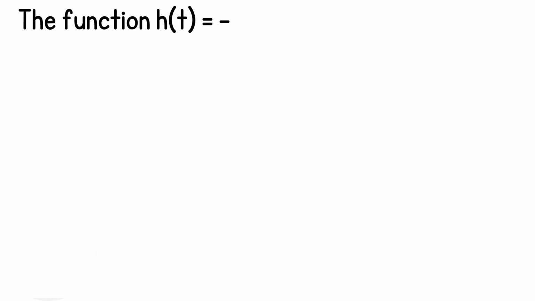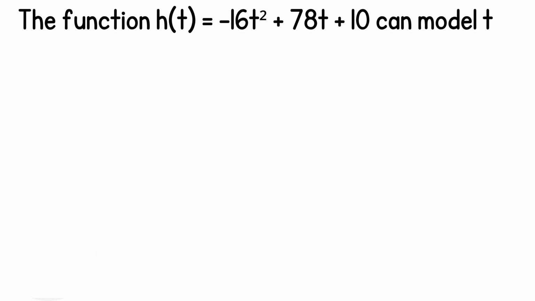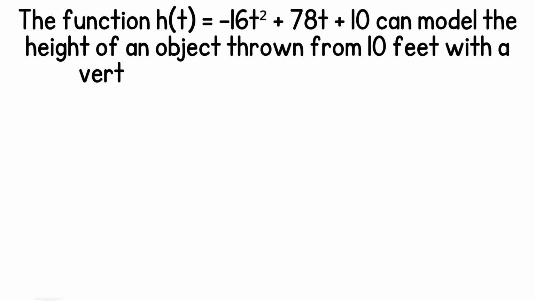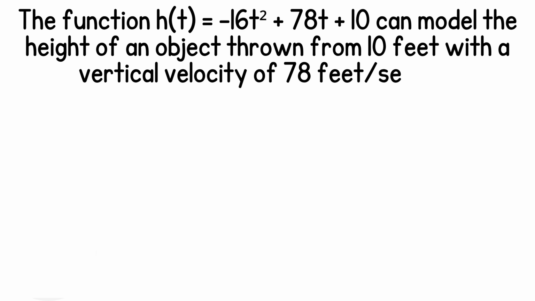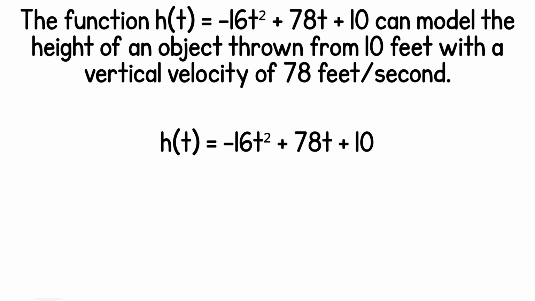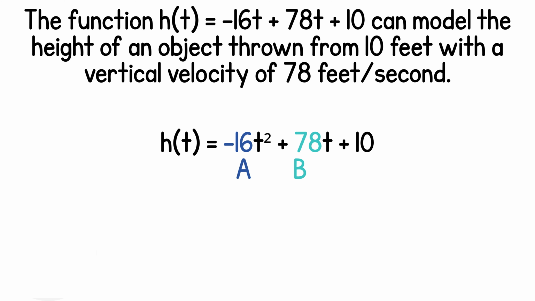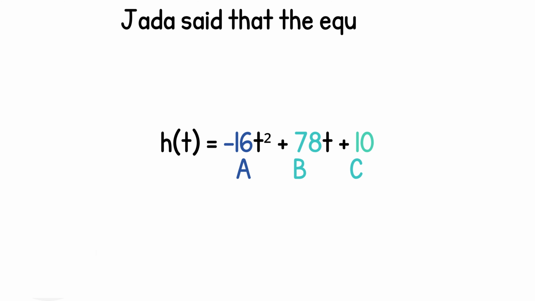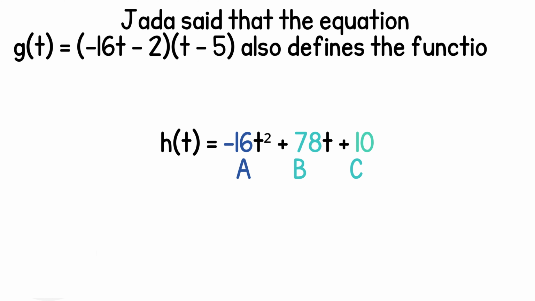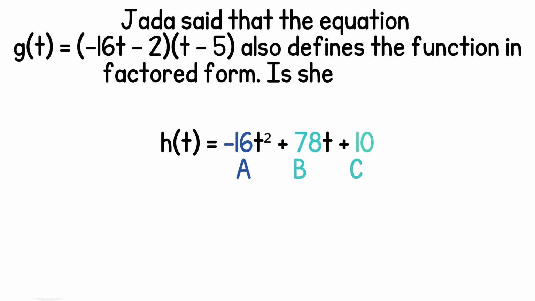The function h of t equals negative 16t squared plus 78t plus 10 can model the height of an object thrown from 10 feet with a vertical velocity of 78 feet per second. So let's take the function they gave us and analyze its pieces. We can see that a is negative 16, b is 78, and c is 10. Jada said that the equation g of t equals negative 16t minus 2 times t minus 5 also defines the function but in factored form.